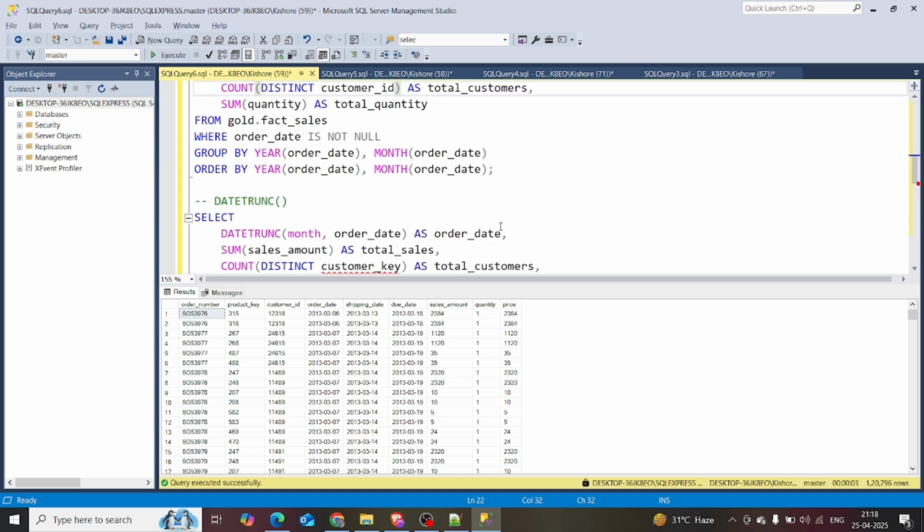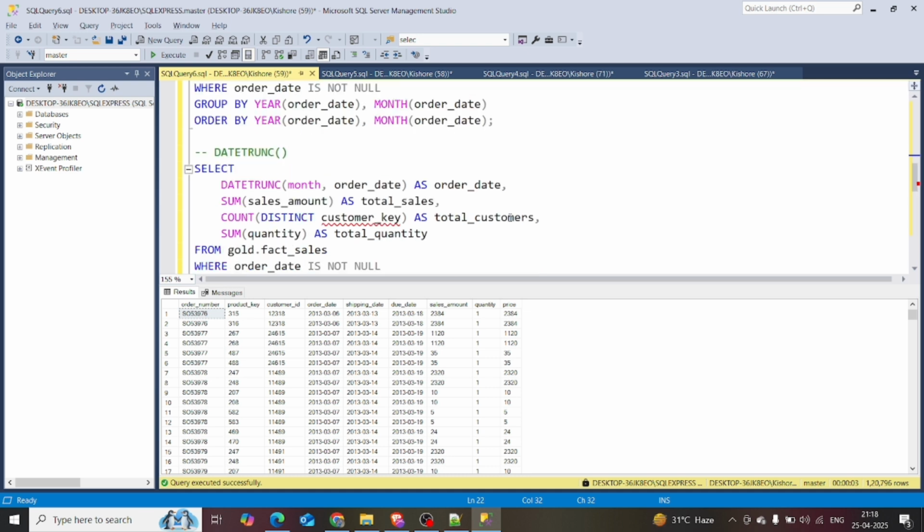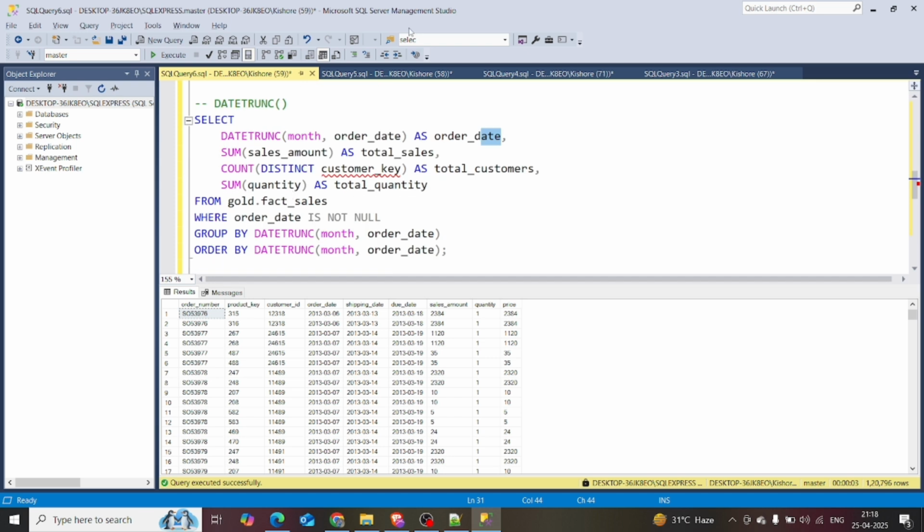In the second part, we are discussing the DATETRUNC function. We select the month of the order date; we want the exact month part only, so we use DATETRUNC with month. We keep the order date as order date, sum the sales amount as total sales, and count distinct customer ID.